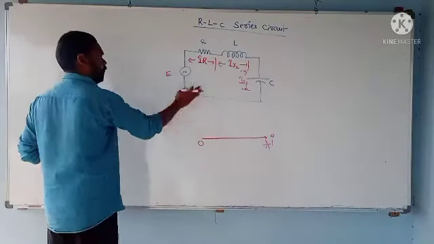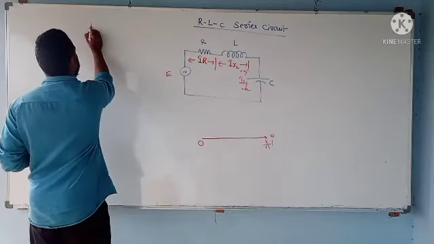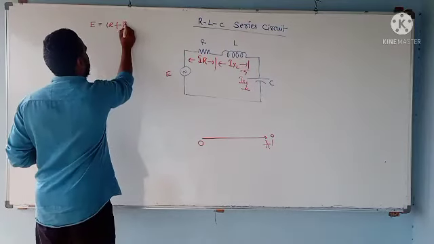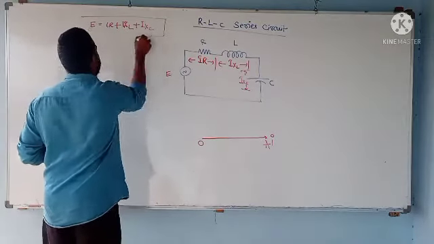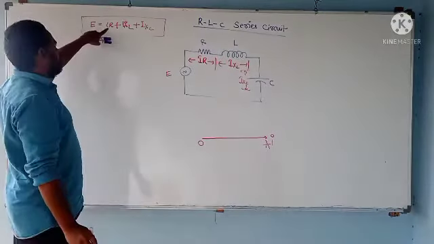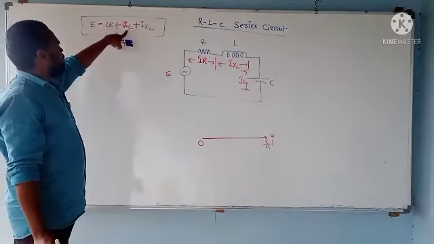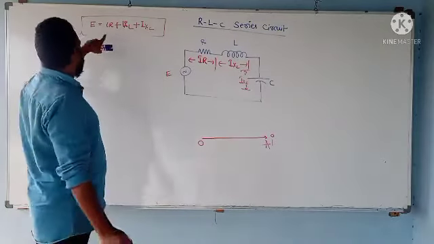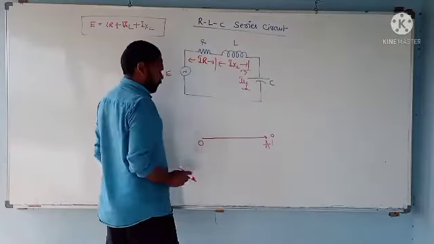Now, before getting into the phasor, I would like to give one more analysis. Can I write E is equal to IR plus IXL plus IXC? This is by applying KVL to the loop. IR is the drop across the resistor, IXL is the drop across the inductor, IXC is the drop across the capacitor. If you sum all these three, that will be equal to the total voltage maintained at the supply.